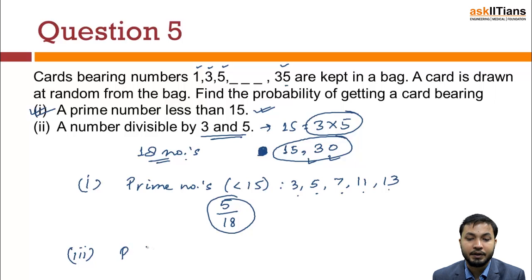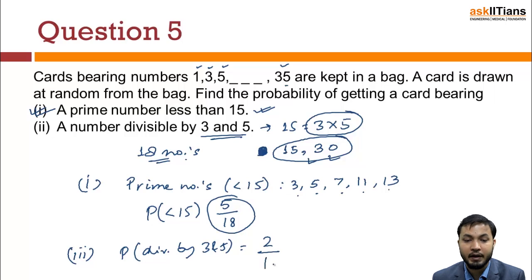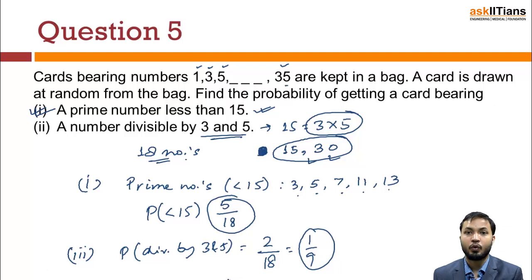So the probability of being divisible by 3 and 5 is 2 by 18, which is 1 by 9. So this will be your probability for these 2 questions.